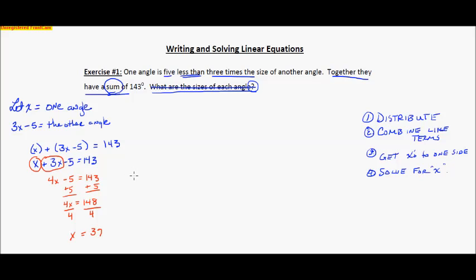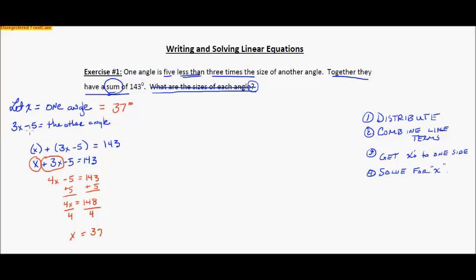Over there. Okay? Now, don't stop there though. Make sure you answer the question, and this is the reason why we define the variables up here, because then we go up here and we say x is 37 degrees. Notice I put units on there because I'm all done with my equation. I've got to make sure my units are on there. And I want to know what the other angle is.